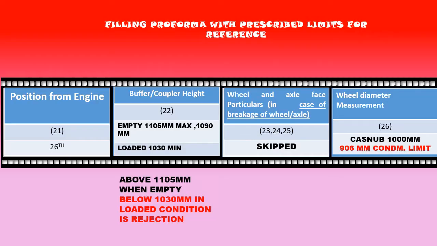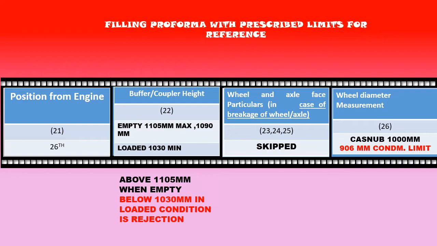Stiff springs or springs of higher free height, and anything below 1030 in loaded condition or even in empty condition will give an indication about the loss of deflection of the springs used on a particular wagon. So this is the first parameter which gives a clear indication about the suspension system. So be very, very particular. Each and every millimeter is very important for us.